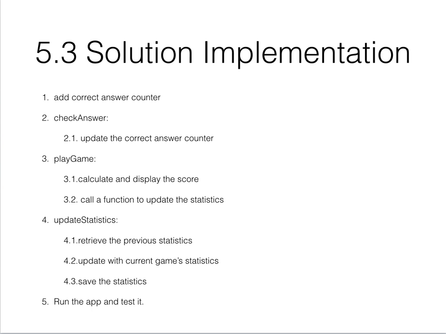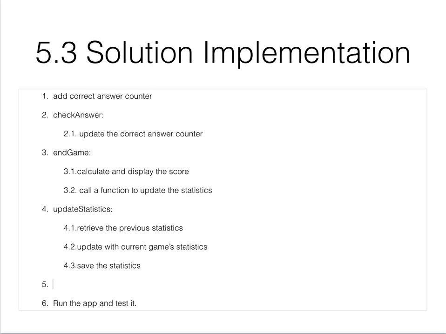So how are we going to implement this? We're going to define a correct answer counter, go to the check answer, the end game, and the updated statistics. This is end game, not play game, because I separated the end game from the play game. Calculate and display the score, and call the function to update the statistics. And in the updated statistics function, I need to retrieve and update the statistics.